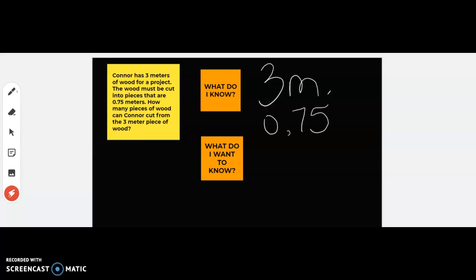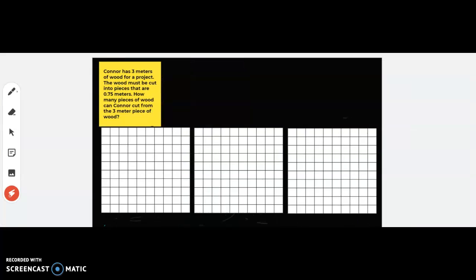So I've got a couple different things I need to look at here. If I need to know how many pieces, I should think about it: if I have 3 whole meters of wood and he's cutting pieces that are not a full meter, am I going to get more than 3 or less than 3? Reasonably, I think my answer is going to be more than 3, because he is not cutting a whole meter for each piece. So let's think about doing some math.